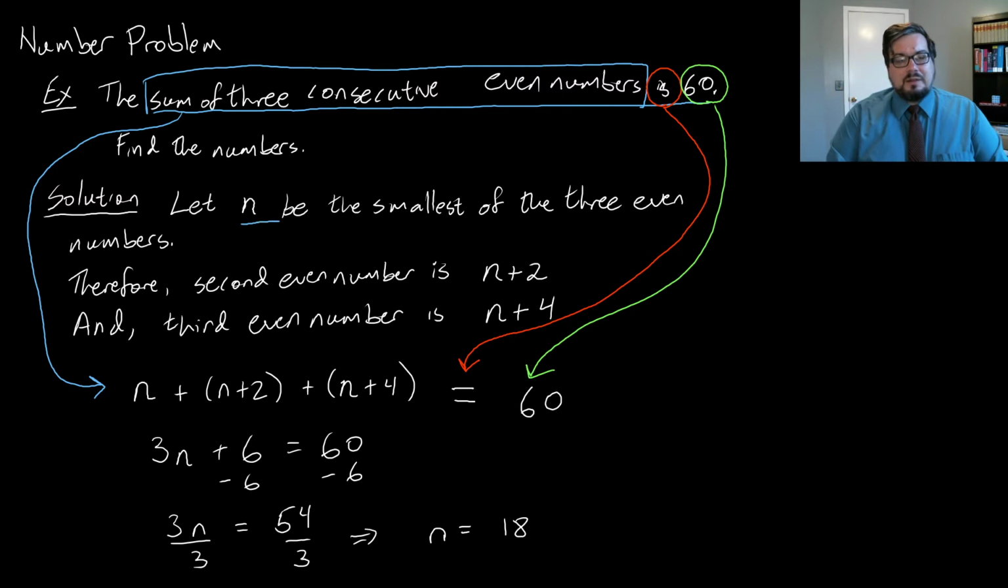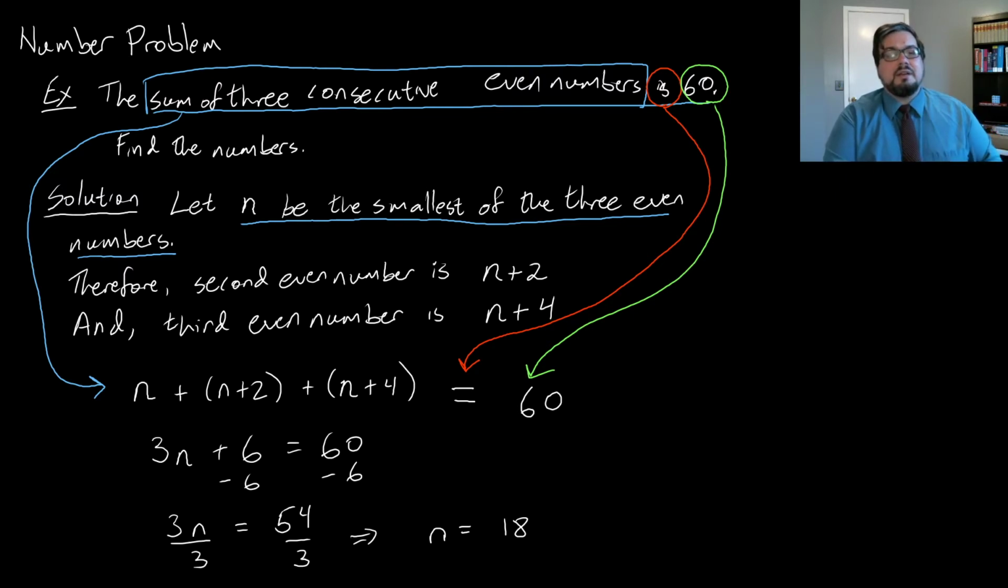So, at the very beginning, we wrote that n is the smallest of the three even numbers. All right, so that means that 18 is the smallest of the three consecutive even numbers that we like. Okay, that's one thing that we need to check. The other thing that we need to check at this point is, what is the question asking? What's the specific instruction or question that the problem contained? And this problem said, find the numbers.